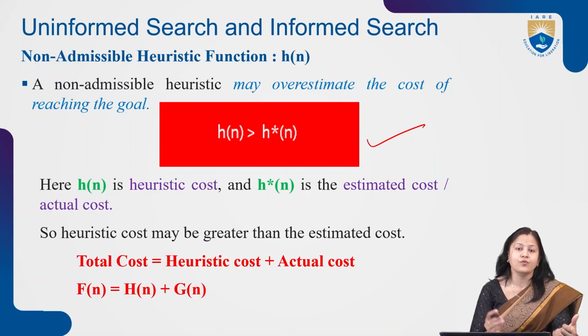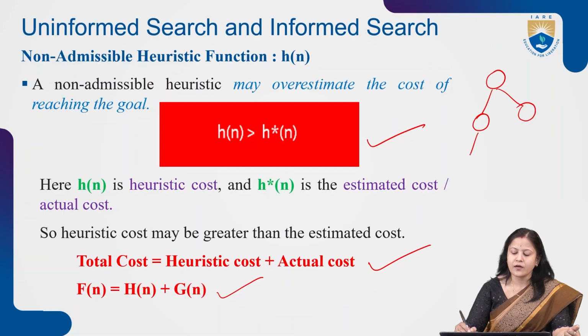Now, one more formula we need to remember: the total cost. How to find out the total cost starting from the start state to the goal state? This is the formula. Total cost is equal to heuristic cost plus actual cost. So we can represent f of n is equal to h of n plus g of n, where h of n is the heuristic value of a particular node and g of n is the actual cost starting from the start node to the current node. Now, for example, this is my tree, right? I will take a small example to make you understand.